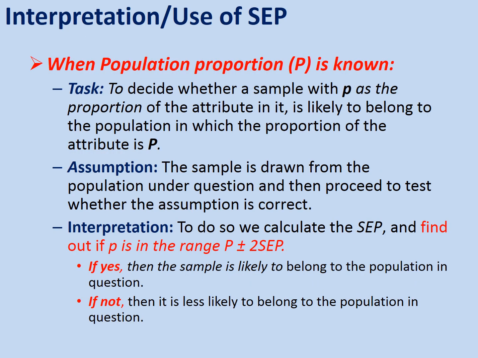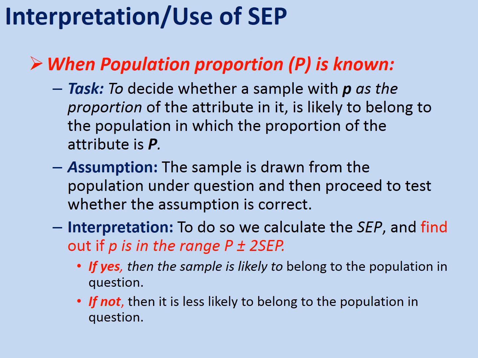We have already seen the two situations in interpretation and use of the standard error of mean. In the same line, there are two situations in interpretation and use of the standard error of proportion. What are the two situations? The first situation is when the population proportion, that is capital P, is known, and the second situation is when the population proportion, that is capital P, is unknown.